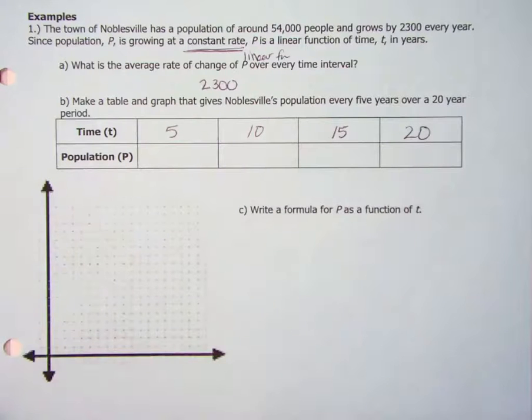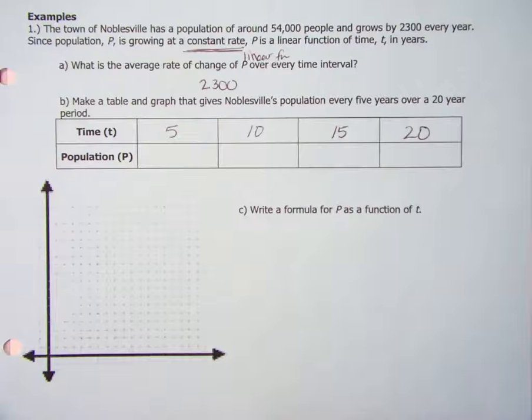Let me ask you this. When T is 0, what's the population? When T is 0, what's the population? Okay, I need more than like 3 people to participate in class. Kyle. 54,000. Okay, that 54,000 is our population at T equals 0.